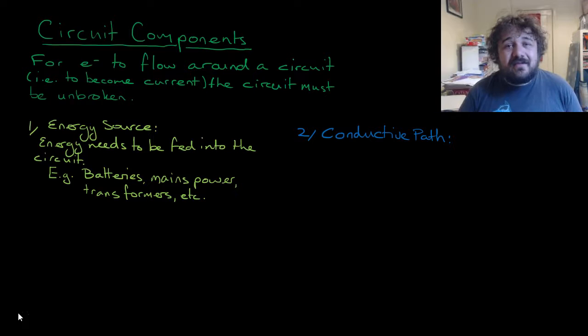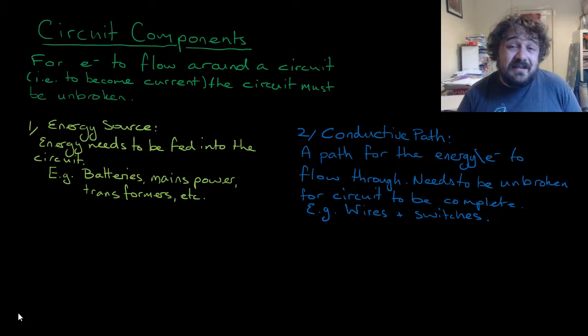It needs a conductive path. What this means is it needs an unbroken path for the energy, or electrons, or current, to flow through. If it's broken, the circuit is not complete. And this is essentially our wires and switches. Wires are always complete, but sometimes your switches can be open or closed.